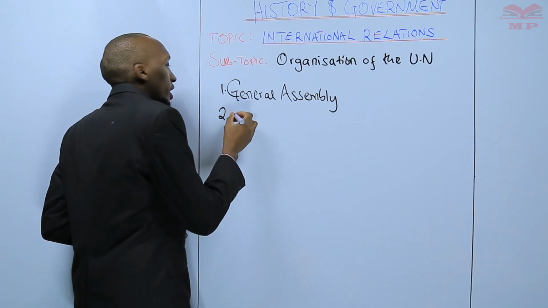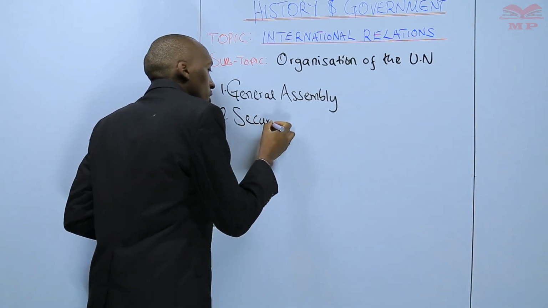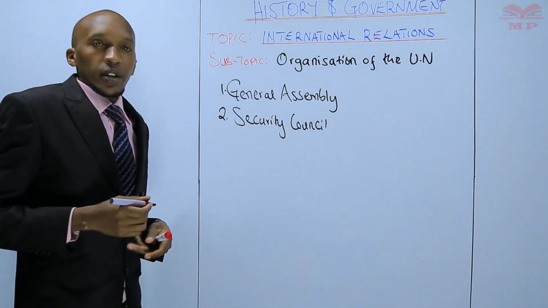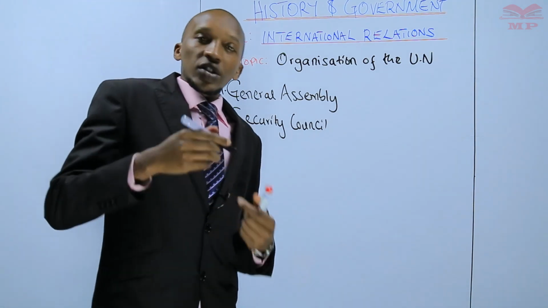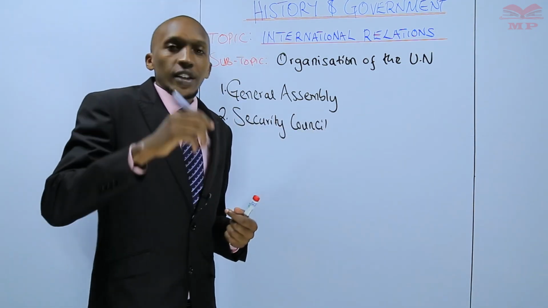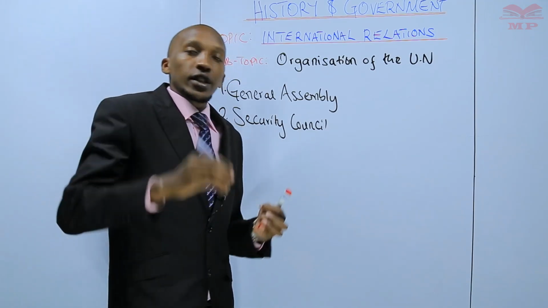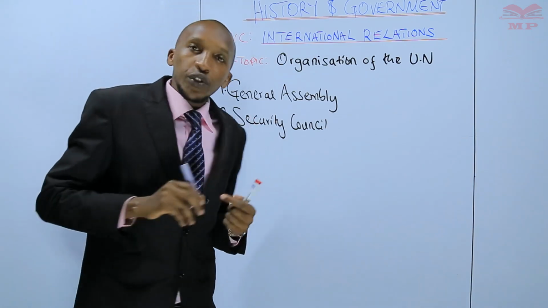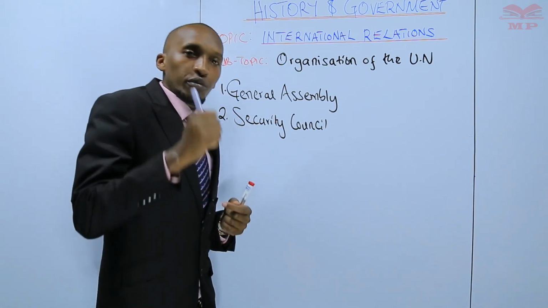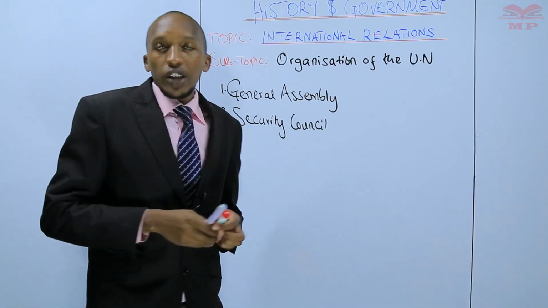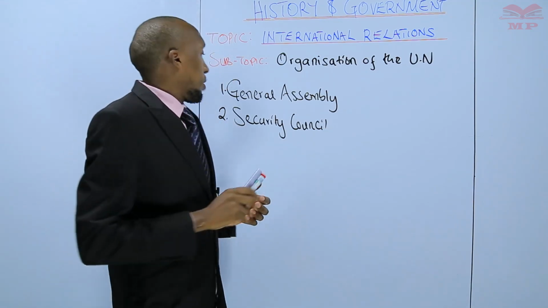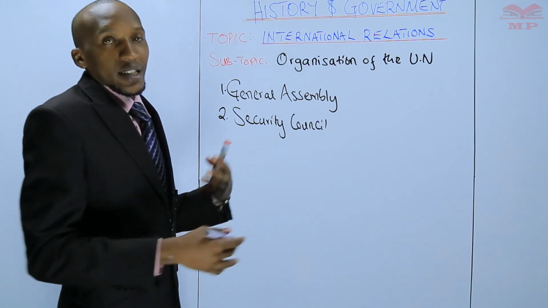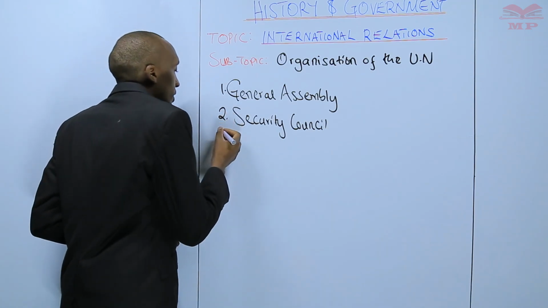Number 2, we had the Security Council. The Security Council. This is the permanent decision-making organ of the United Nations. We said it has 15 members, right? How many members are permanent members of the Security Council? We have 5 permanent members of the Security Council. Which are they? Yes, I hope you are able to list them down. And then we also have the other 10 members who are elected by the General Assembly.